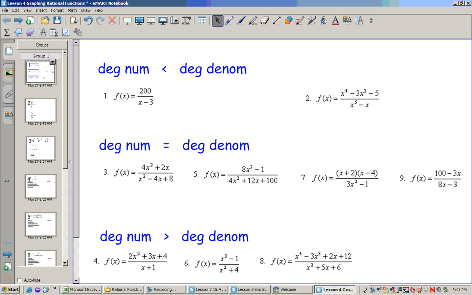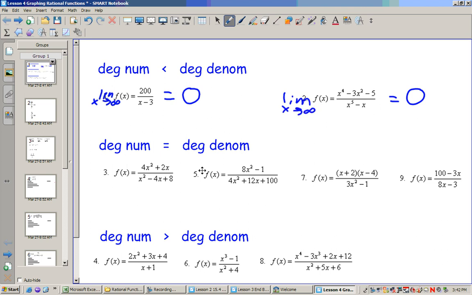Now hopefully, if you take a look at these answers, this one goes to 0. This one goes to 0. So you could figure out that the general rule is if the degree of the denominator is larger than the degree of the numerator, then the limit, I shouldn't say equals 0, it's not very appropriate, we should say the limit as x goes to infinity of f of x will equal 0.